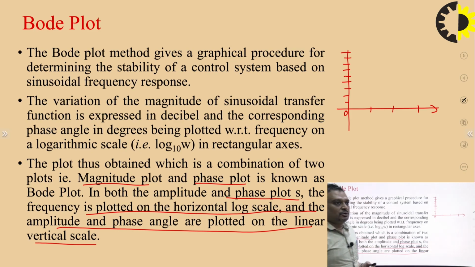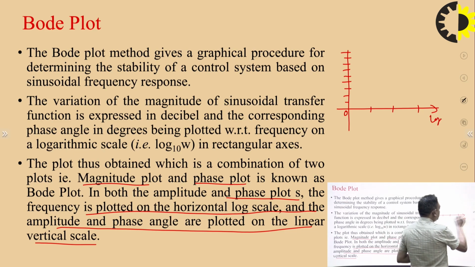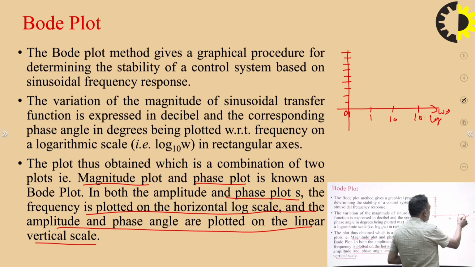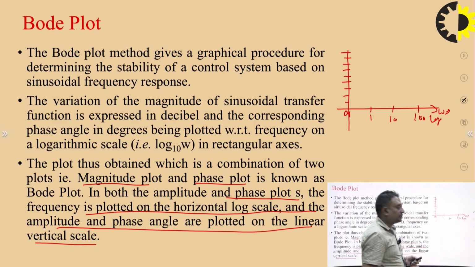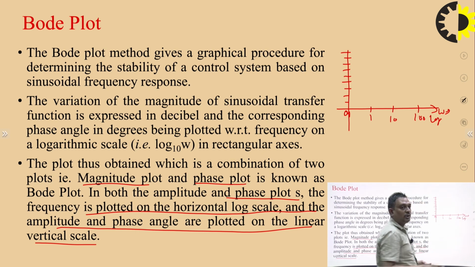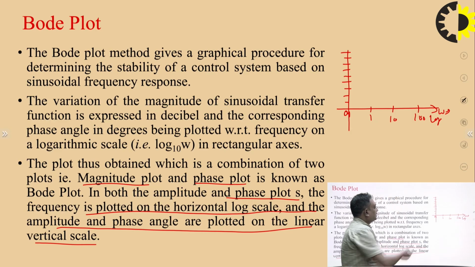If this is a log graph and we are putting the frequency values, say starting at 0.1, then 1, then 10, then 100, you can accommodate a large range of frequencies. These are normal frequencies, but when you plot them on log scale, log 1 is 0, log 10 is 1, log 100 is 2, and log 1000 is 3. And this is the vertical axis.